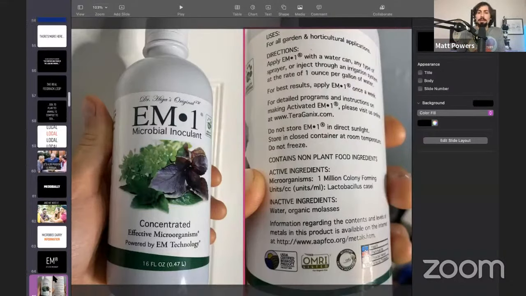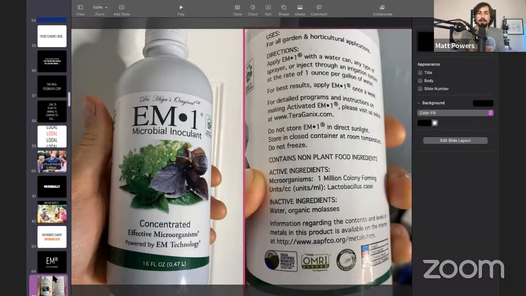EM1, it primarily is lactobacillus. It's LAB. We can make this with rice wash water. We can make this a bunch of different ways. We can make this with kefir. See how it's active ingredients. It's guaranteed to have LAB, nothing else.